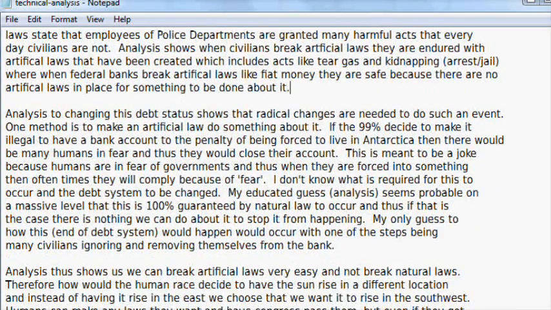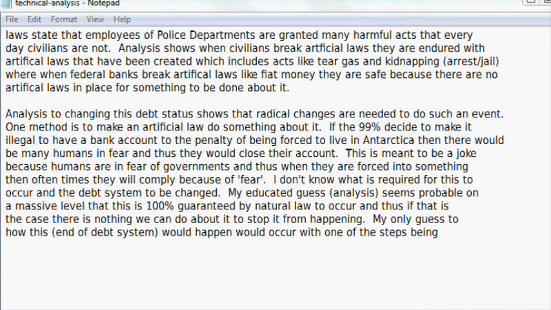Analysis of changing this debt status shows that radical changes are needed to do such an event. One method is to make an artificial law to do something about it. If the 99% decide to make it illegal to have a bank account, with the penalty of being forced to live in Antarctica, there would be many humans in fear and thus they would close their accounts. Now this is meant to be a joke, because humans are in fear of governments and thus when they are forced into something, they oftentimes will comply because of fear.